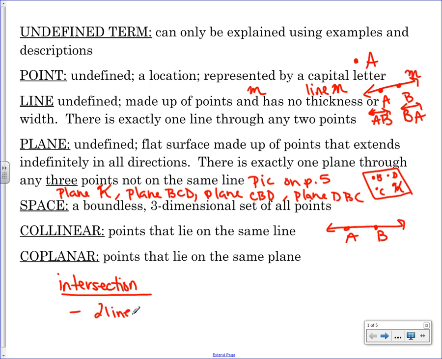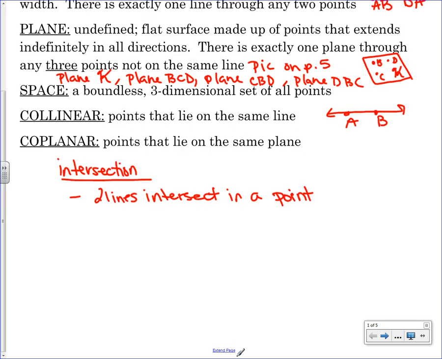Two lines intersect in a point. In geometry, when things intersect, we say in a point, in a line, or something like that. If you said they intersect at a point, I'm not going to mark that wrong. I just show you the proper terms, okay?